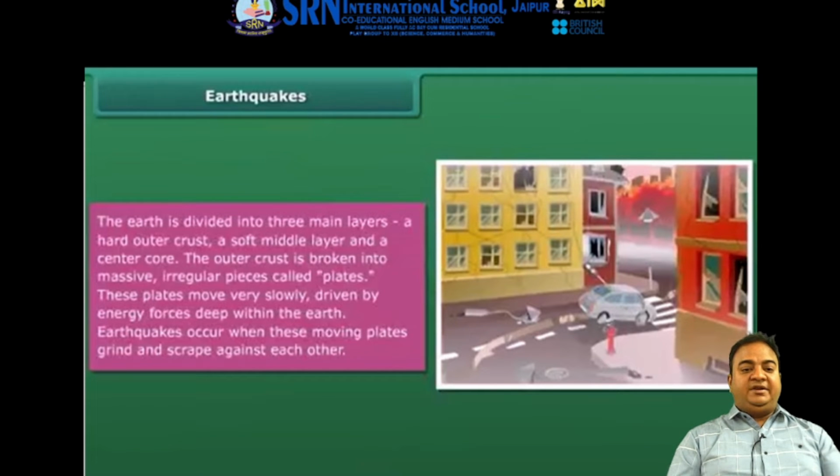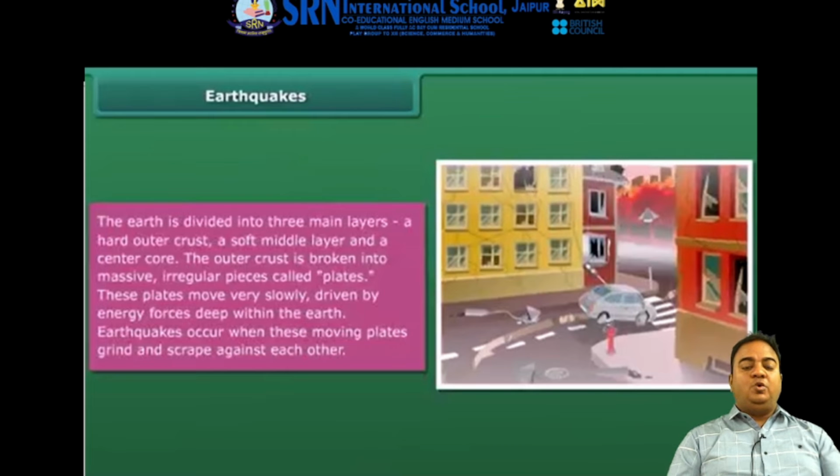The earth is divided into 3 main layers: a hard outer crust, a soft middle layer, and a center core. The outer crust is broken into massive, irregular pieces called plates. These plates move very slowly, driven by energy processes deep within the earth. An earthquake occurs when these moving plates grind and scrape against each other. These are also called tectonic plates, especially in the Himalayan region where the tectonic plates move very quickly, and in areas such as Japan. You must have seen that earthquakes are very frequent there.